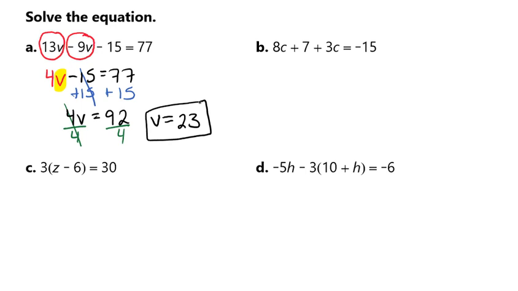Let's take a look at letter B. Here we have 8c plus 7 plus 3c equals negative 15. This is very similar to the last one, so you should give it a try. Push pause, and then when you're done, push play and see if you were right.